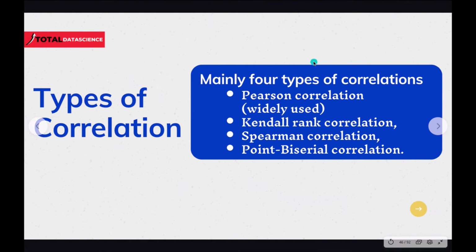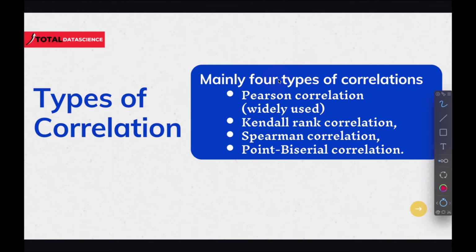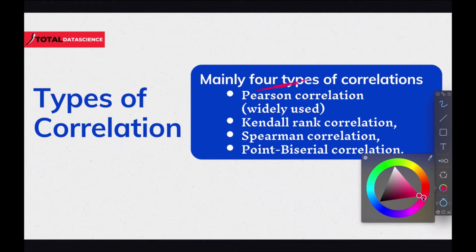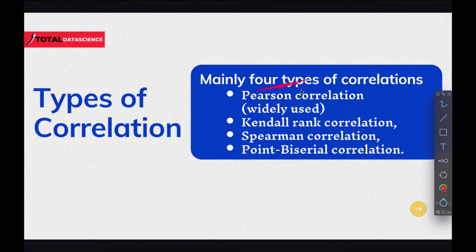All right, so we're going to consider the various types of correlation, and normally we have these 4 correlations that you might be seeing over and over again as we progress. So what are these 4 types of correlation? Let's try to understand each of them.